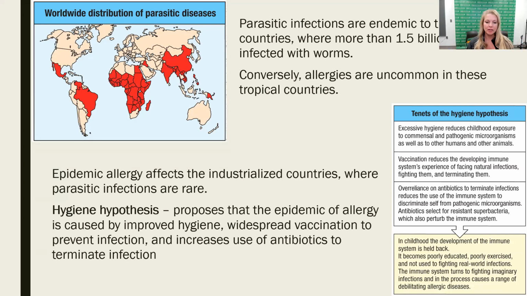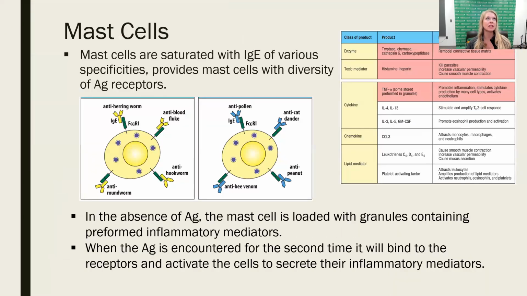Okay, I want to just wrap up here with another set of cells, the mast cells, and then we'll look at the eosinophils as well. Mast cells are found in the tissues. They are saturated with IgE because they have those epsilon receptors on their surface. And again, they have a variety of different antigen specificities because they could have different types of IgE on their surface.